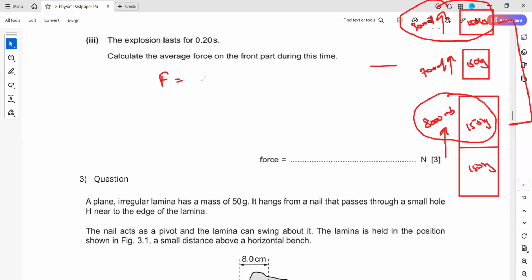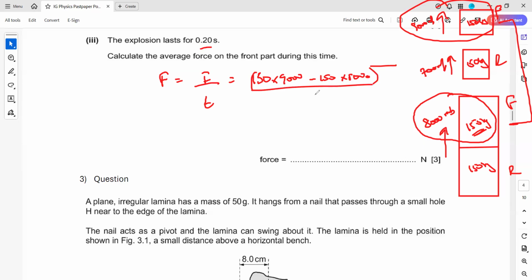So if we need the force, it is impulse divided by time. Impulse is the change in momentum. We just need it for the front part. This is the front and rear. The front part was initially moving because they were stuck together before the explosion. Both have the mass of 150 and the speed was 8,000. As they're moving together, they will have the same speed. But after the explosion, the speed is 9,000. So impulse will be 150 times 9,000 minus 150 times 8,000, divided by the time.